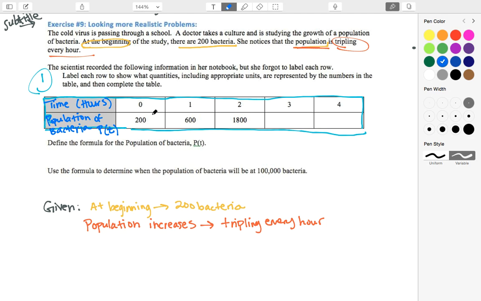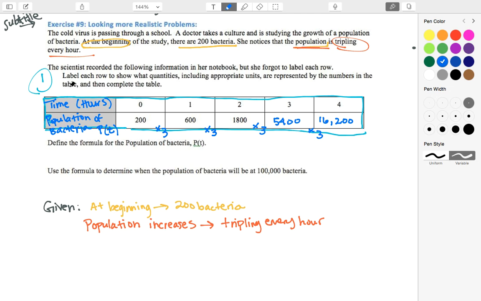Okay, so it triples every hour. So at 0 hours, it's at 200. Okay, and then at 1 hour, so it's tripling, so it's times 3. I get 600. And then here, it triples again, times 3. I get 1800. Triples one more time. 1800 times 3 should give me 5400. And then I would want to go ahead and triple this value, and I will get 16200. Okay.